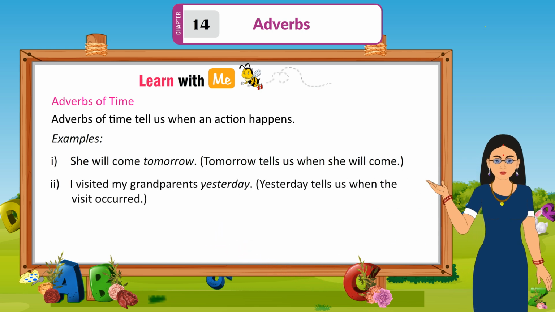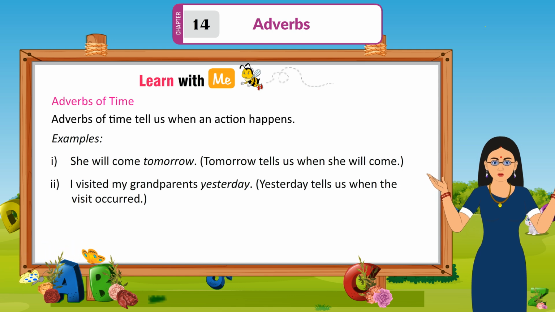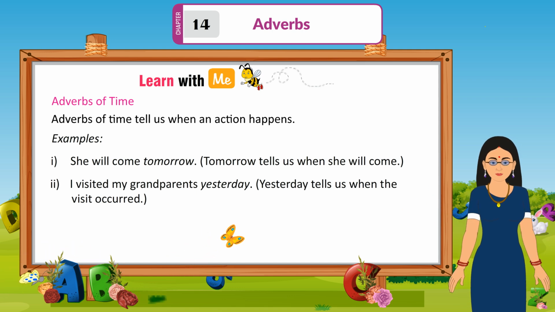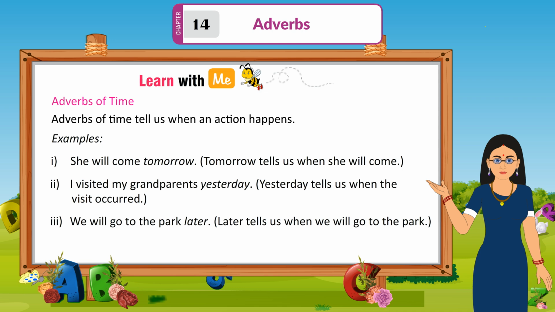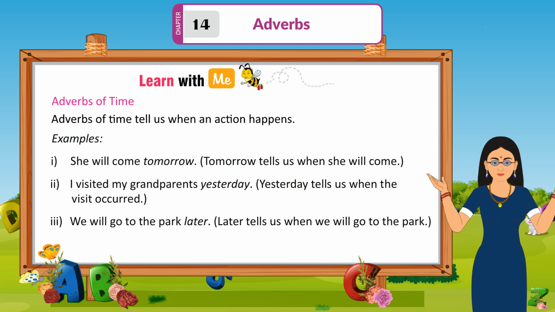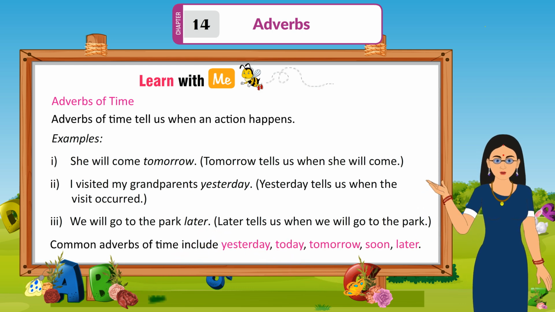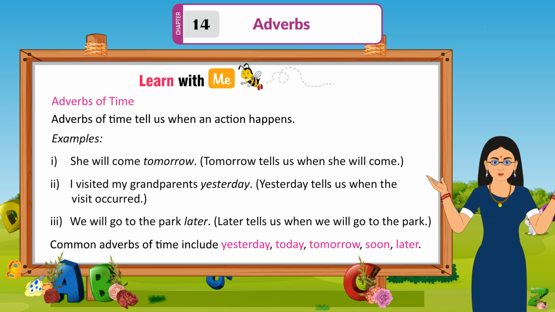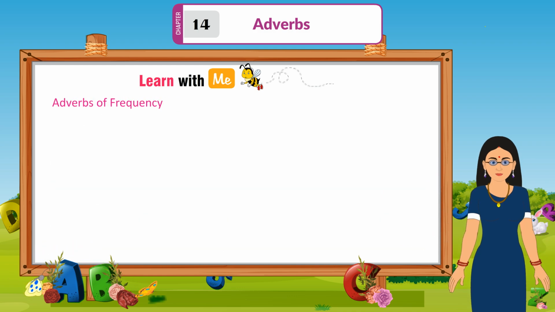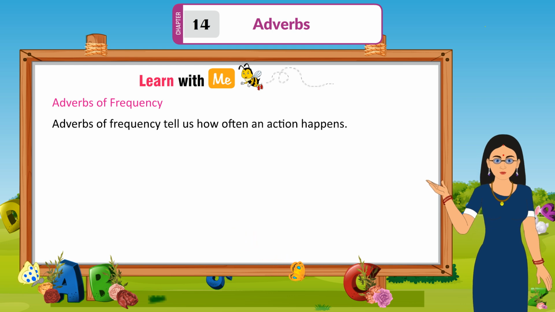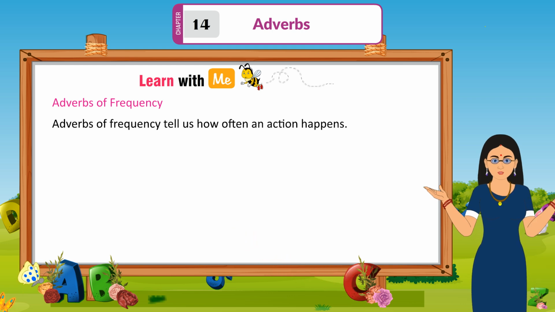I visited my grandparents yesterday. Yesterday tells us when the visit occurred. We will go to the park later. Later tells us when we will go to the park. Common adverbs of time include yesterday, today, tomorrow, soon, later. Adverbs of frequency. Adverbs of frequency tell us how often an action happens.